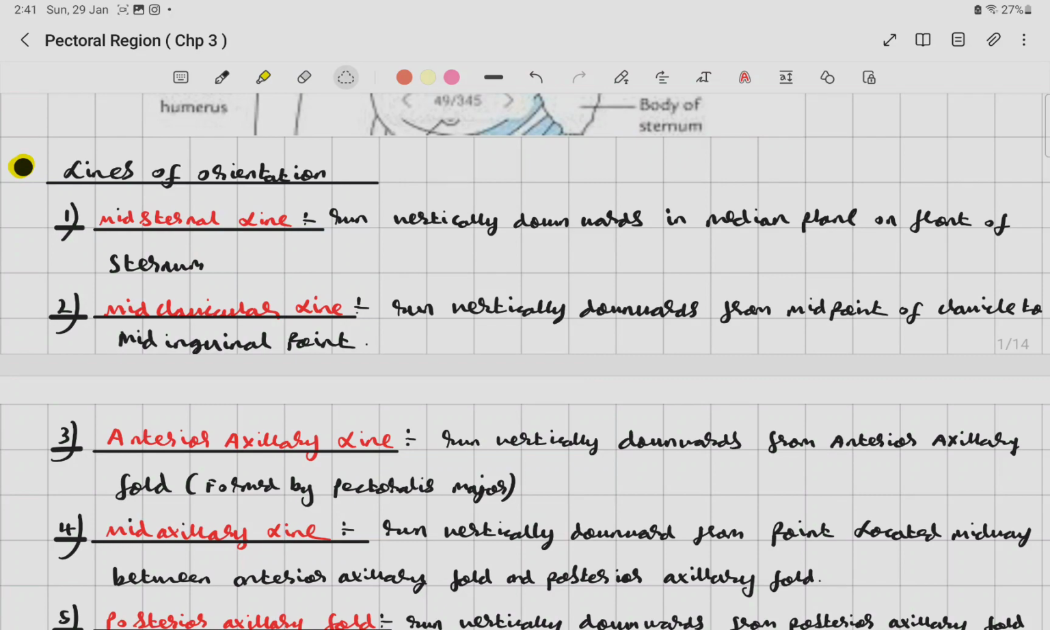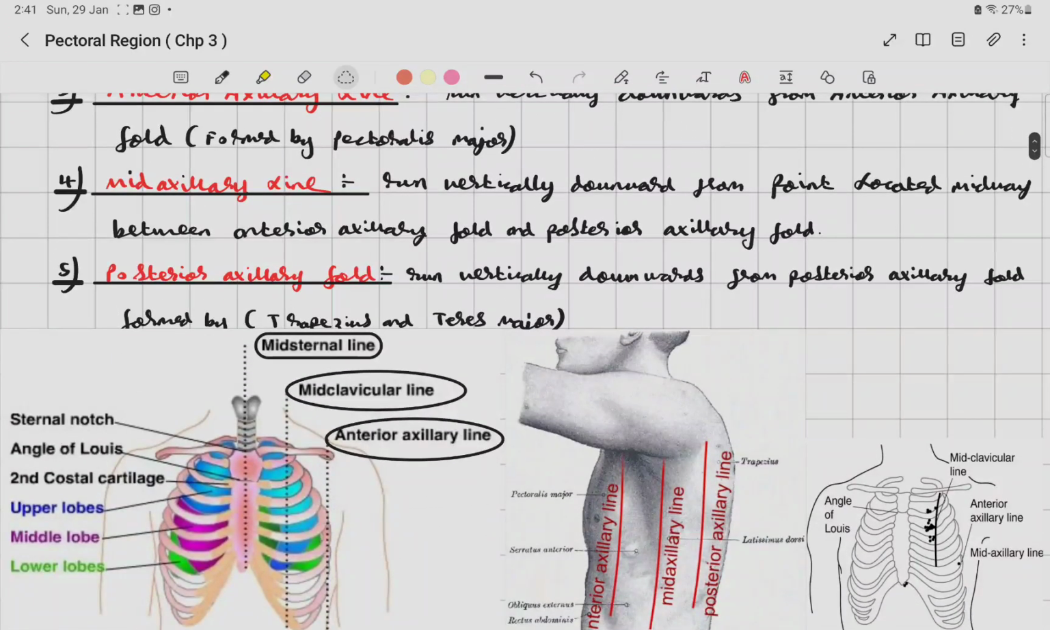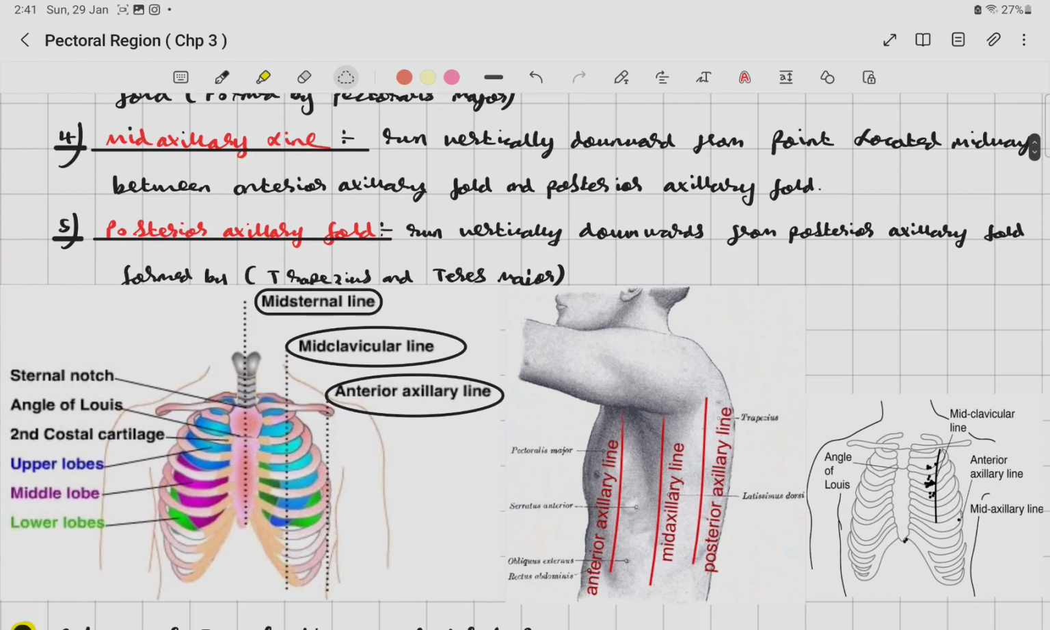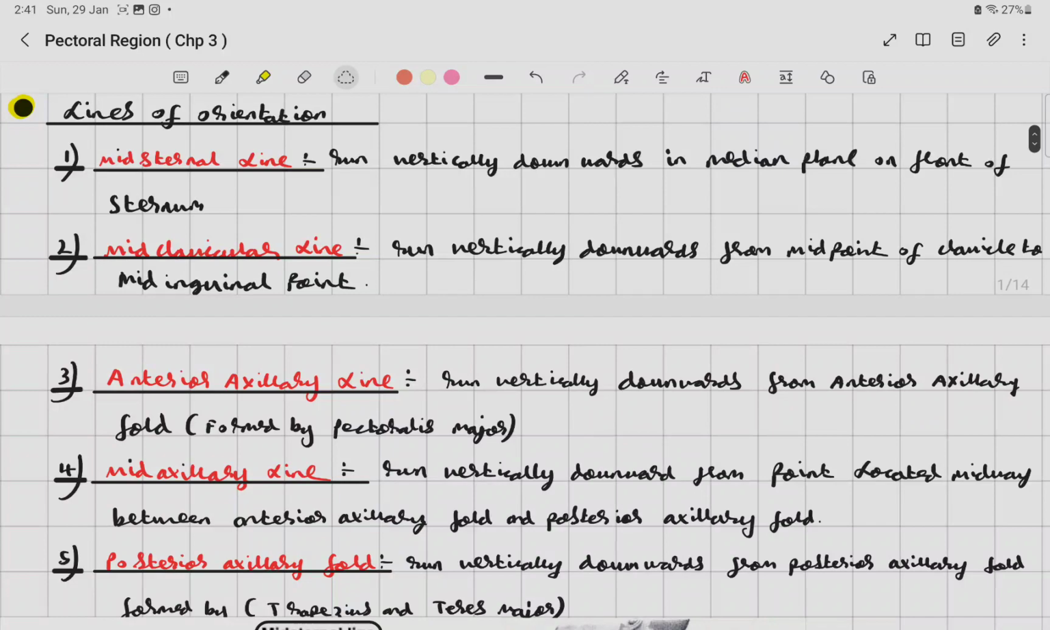The mid-clavicular line runs vertically downwards from the midpoint of the clavicle to the mid-inguinal point.